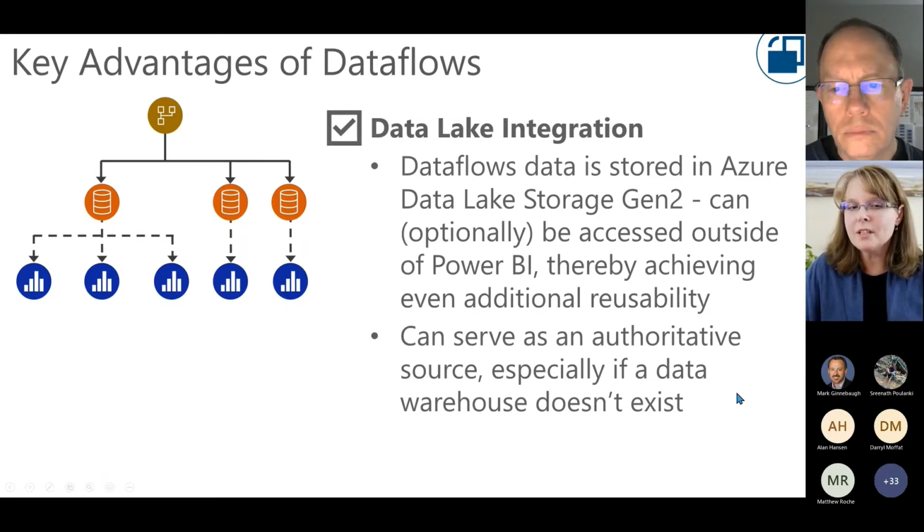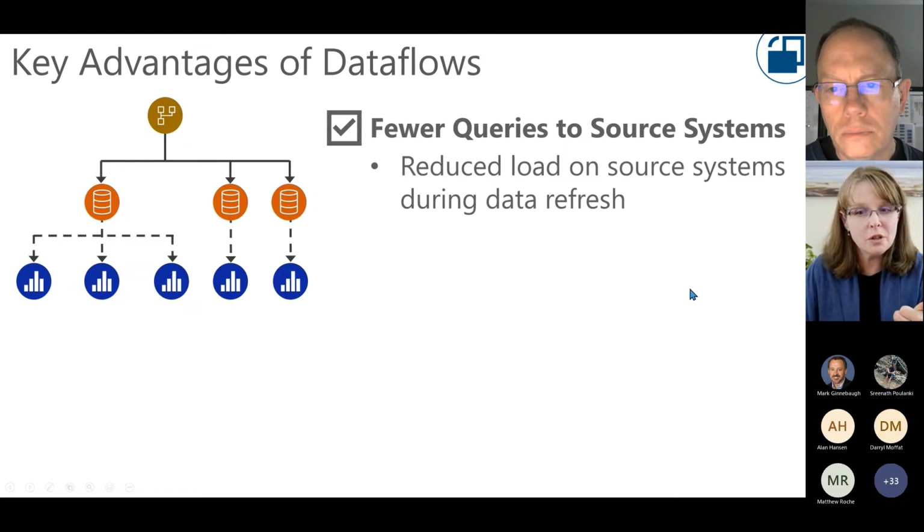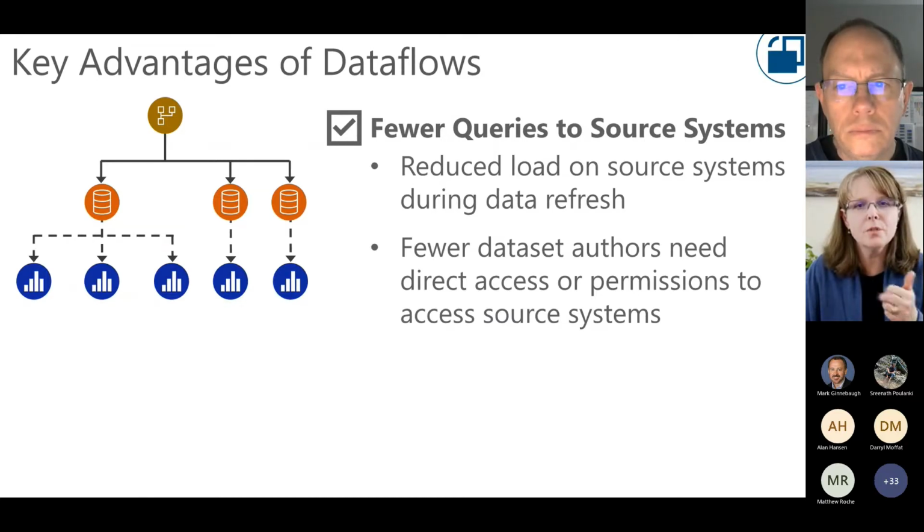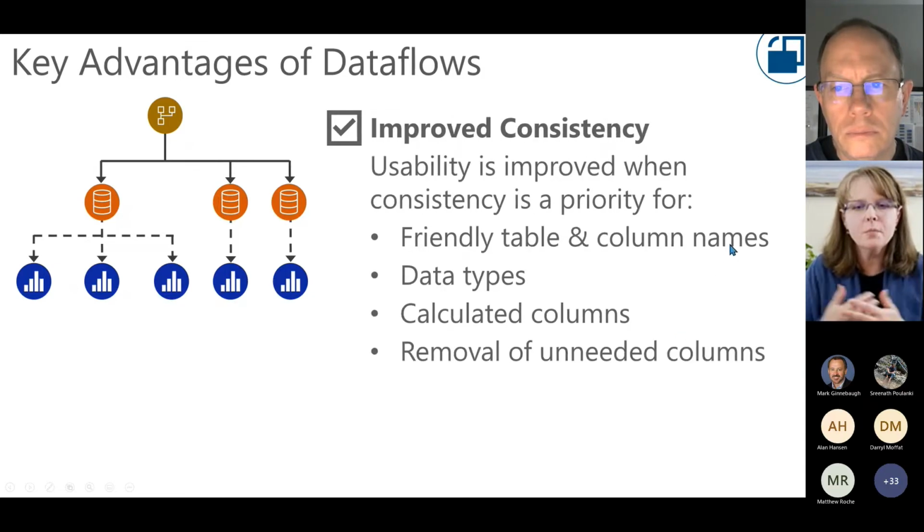It can be your authoritative source for your data set authors, within reason, kind of depending on your needs. We reduce the load on our source systems, which is huge. Fewer authors need to directly access the source system. So we talked a moment ago about when you've got those picky, tricky ones, but also permissions to access source systems can just be complex to dole out. And it improves consistency. So here's my suggestion: put as much as possible into the data flow to reduce the work that the dataset author needs to do.